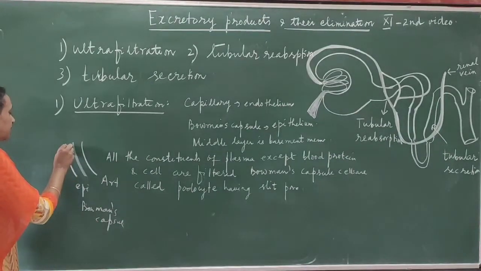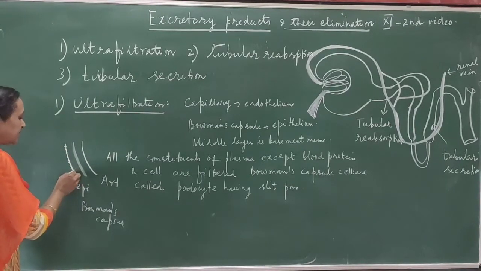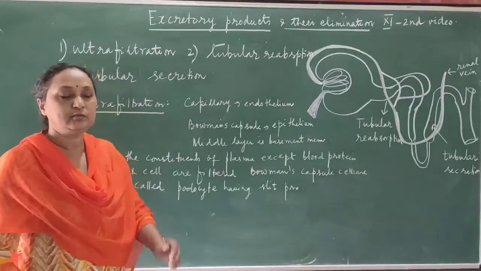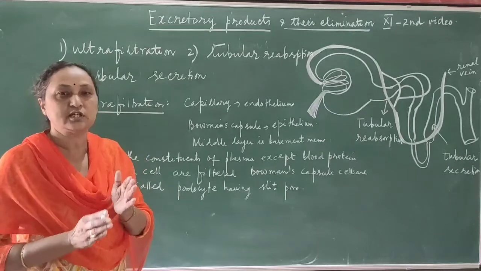and on the wall of the epithelium of the Bowman capsule, the cells which are present, these cells they are called podocytes. And the podocyte they are having small opening which are called the slit pore.